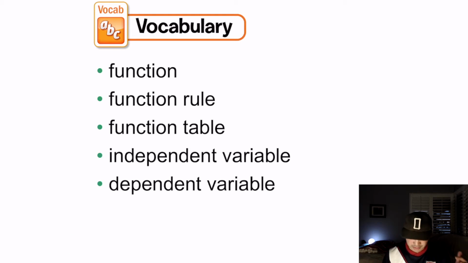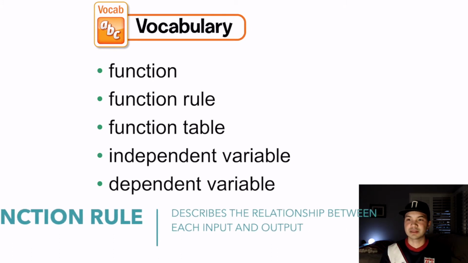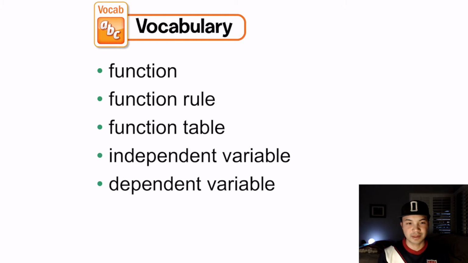Okay, the other piece of vocabulary here is a function rule. That describes the relationship between the input and output. So in our example about a car garage, the function rule is you're going to pay $2 for every hour that you spend in the parking garage. So your output is 2 times your input. And also, your input is usually the X, and the output is usually the Y.